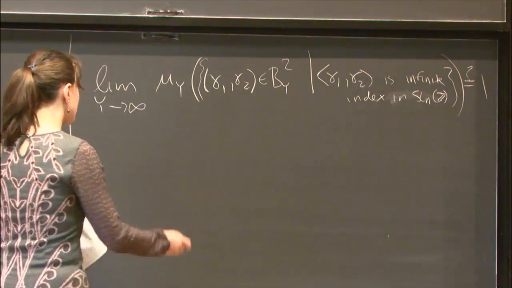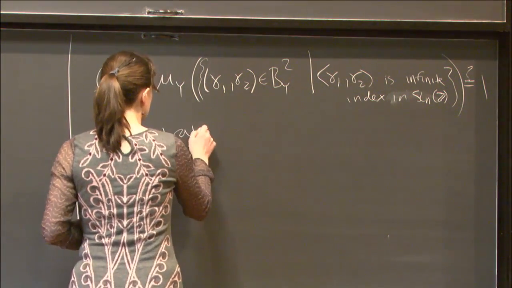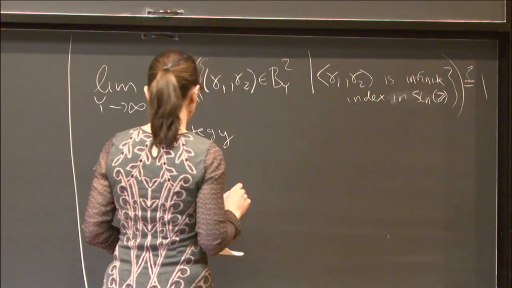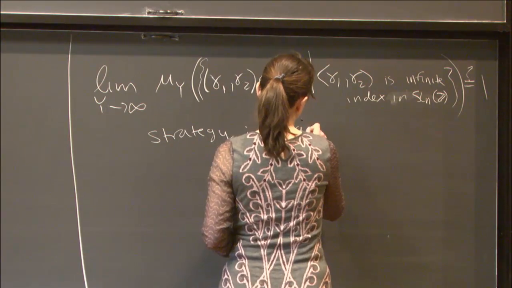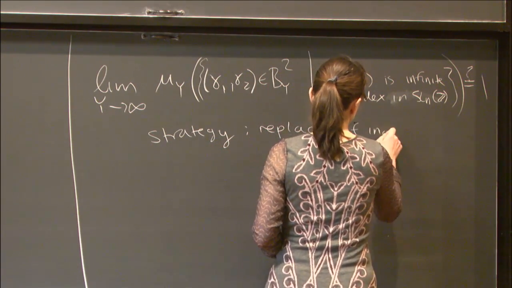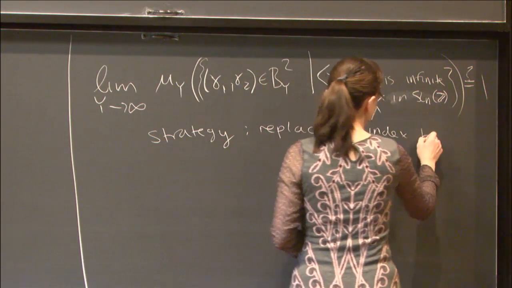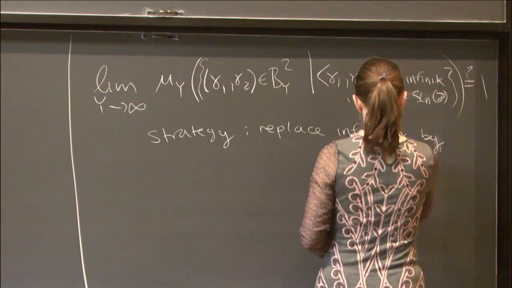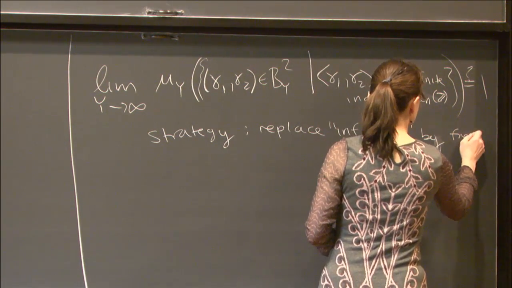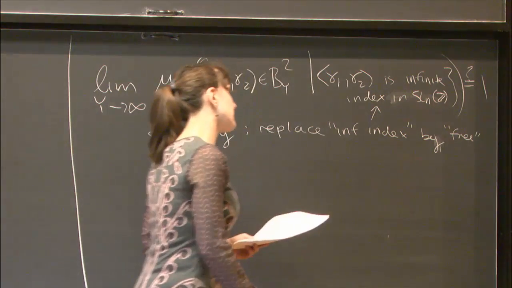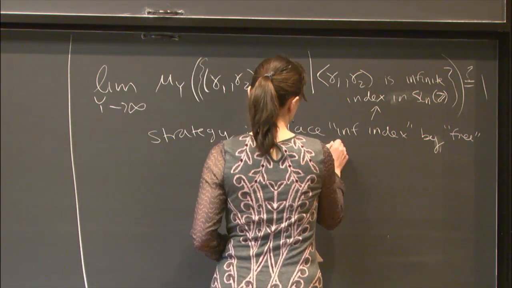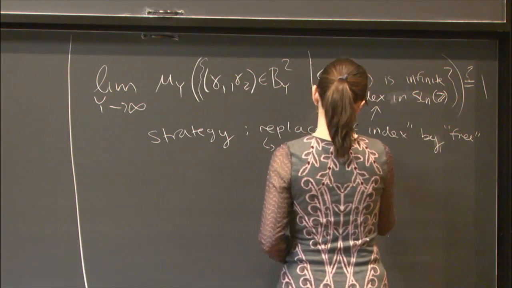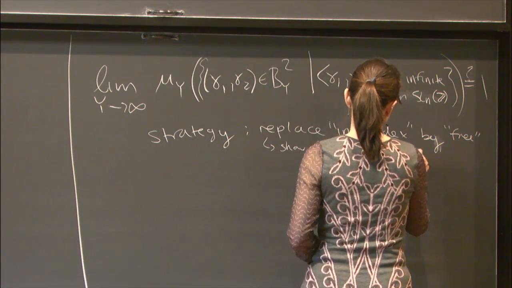So our strategy, and I'll say exactly what I mean by ping pong in a moment, is to basically replace infinite index up here by free. So infinite index replaced by free. And the way we hope to do this is show that gamma 1 and gamma 2 form a ping pong pair.